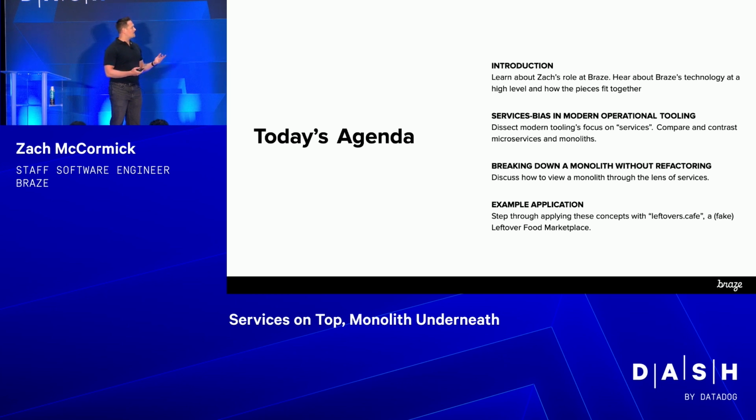Then we'll talk about breaking down a monolith without refactoring. So how do you look at a monolith through the lens of services or of service-oriented architecture? And we'll spend a good amount of time going through an example application, so some actual Python code for something that I wrote that takes this sort of theory and turns it into practice.